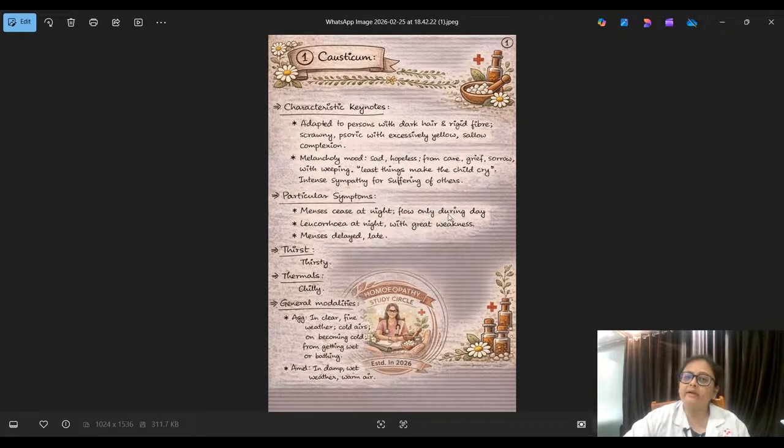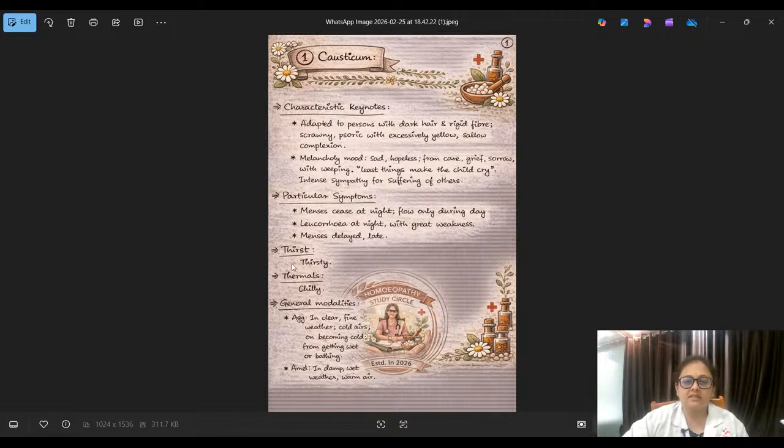Menstrual flow only during the day. Leukorrhea at night. So you can remember, menses at day, leukorrhea at night. This is Causticum. Menses, there is no flow at night. Flow only during the day, leukorrhea at night with great weakness, menses delayed. So this is for delayed puberty.